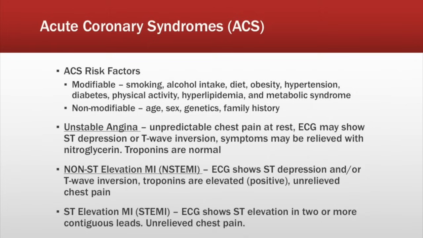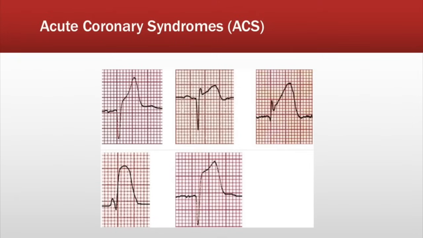ST elevation MI, your STEMI. The ECG shows ST elevation in 2 or more contiguous leads. That means leads that are beside each other. Leads 1, 2, AVR. Or leads, say, V1 to V2, or V3, V4, V2, V3, that sort of thing. They have to be side by side. And it comes along with unrelieved chest pain. So here's a view of some STEMIs, ST elevation MIs. They can look like the fireman's hat or tombstone. Those are the classic signs of a STEMI. These people you're going to be getting to the cath lab or given the thrombolytics.